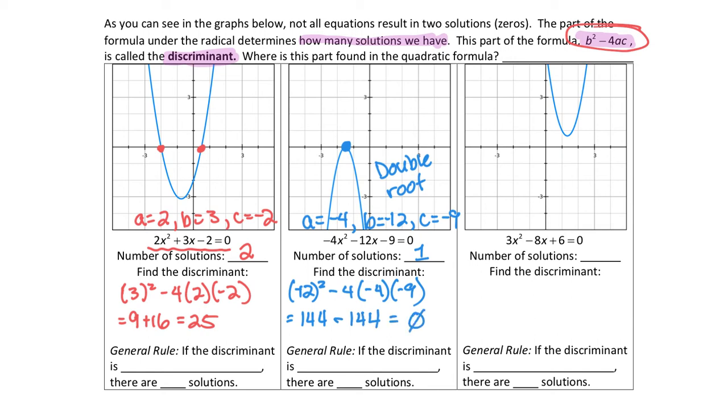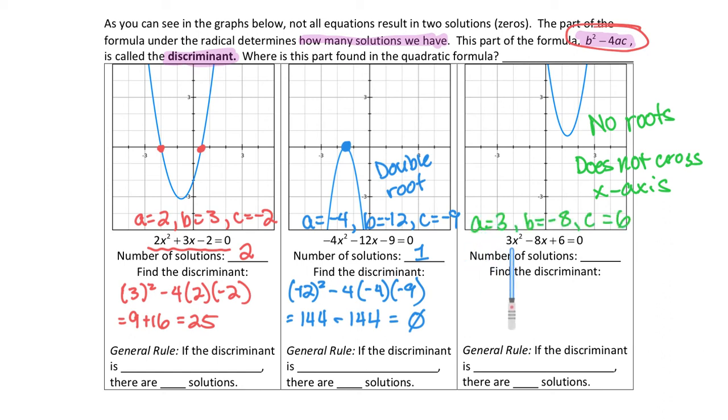So we're coming up with a rule here. Remember, our goal is to eventually come up with a rule. So we've got a 25 when we have 2 solutions. We got a 0 when we have only 1 solution. I want to know, do you guys have any predictions when we have no solution? On this one, we've got no roots, because our parabola is not crossing the x-axis here. So there's really going to be no solution. Let's take a look at what the discriminant looks like for this one.